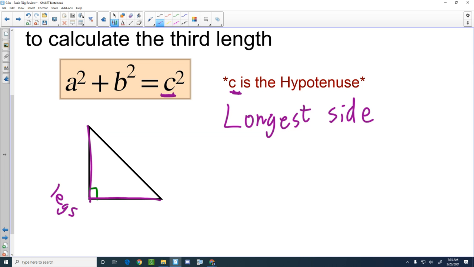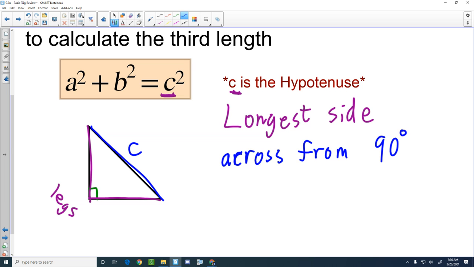And the legs are labeled A and B typically. It doesn't matter which one's A and which one's B. They're both just the legs. Now there's one side that's not a leg, that's not making the right angle. It's actually across from the right angle. And that's this side right here. So this is C. That is the hypotenuse. So it's the longest side and it's across from the right angle, or the 90-degree angle. So that's how you're always going to know which side is your hypotenuse.